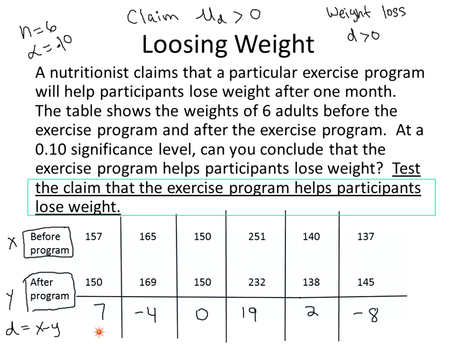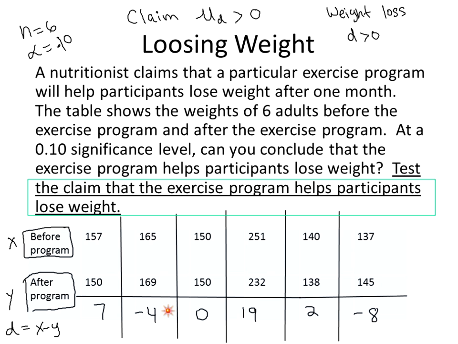Okay, so again, the differences that are positive represent individuals who lost weight. So weight loss occurs when your differences are positive, and the claim says that this exercise program helps participants lose weight, so I have to use the greater than symbol, because that's when participants lose weight, when they have positive differences. If they had negative differences, that looks like they gained weight.